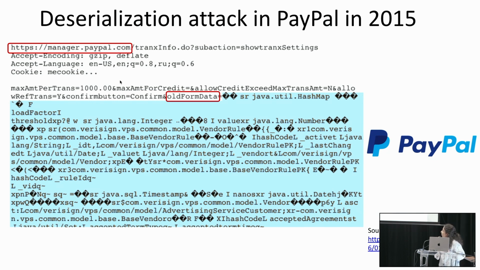He found that there is a field called old form data, for which, if he gives this highlighted sequence of stream, he can get access to all the users' information of this manager.paypal.com service. By personal information, you can imagine, for example, credit card numbers, bank account addresses, phone numbers, etc. So he was preventing PayPal, and this was corrected after 3 days, I think, and PayPal gave him some amount of money to thank him.